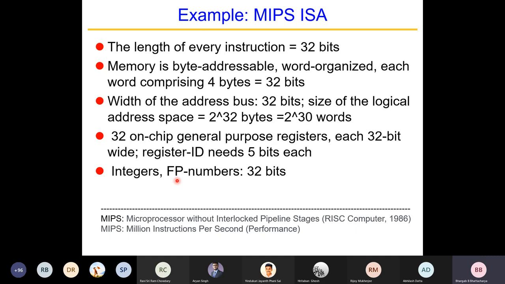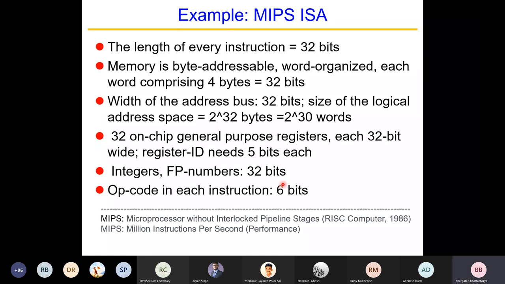And all integer and floating point data is represented as 32-bit in single precision. An opcode in each instruction comprises 6 bits. So that is the overall MIPS architecture. It's very simple. Everything is 32, easy to remember. 32 general purpose registers, width of the address bus 32, memory is a 32-bit address, length of every instruction 32 bits.